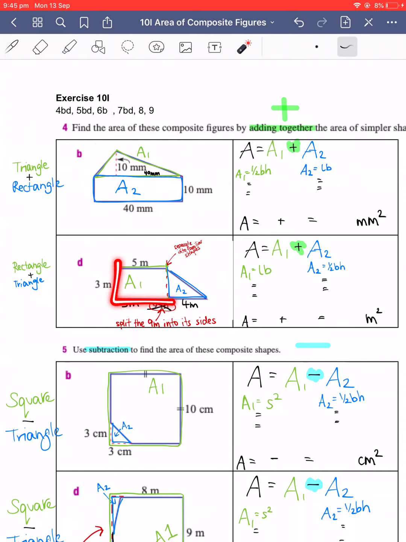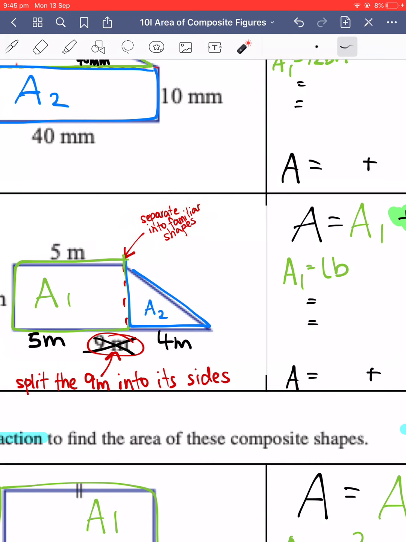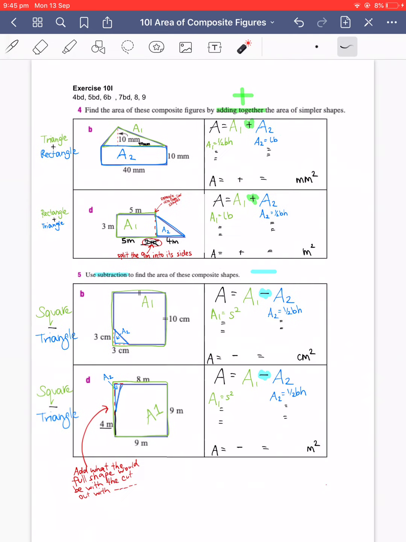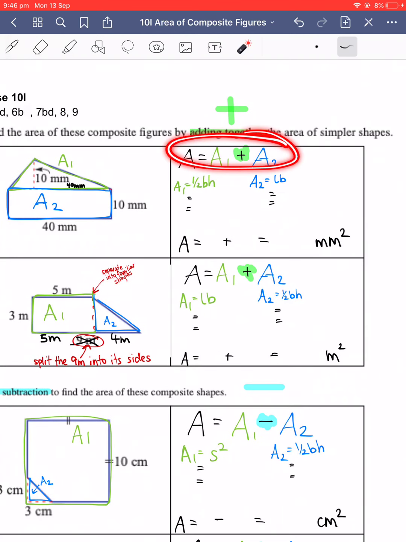This next one, I've got a rectangle and I have a triangle, and I've actually added in that dotted line because I want to separate them into familiar shapes. Okay, so this one is more about process. So first thing, put down your formula, write down your formulas for each of the shapes.